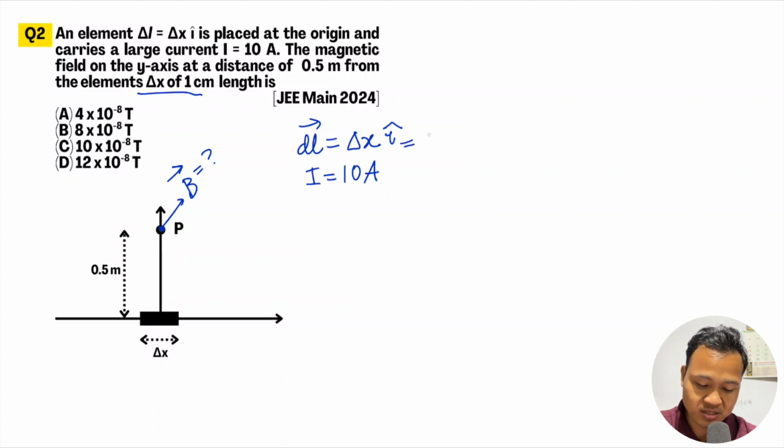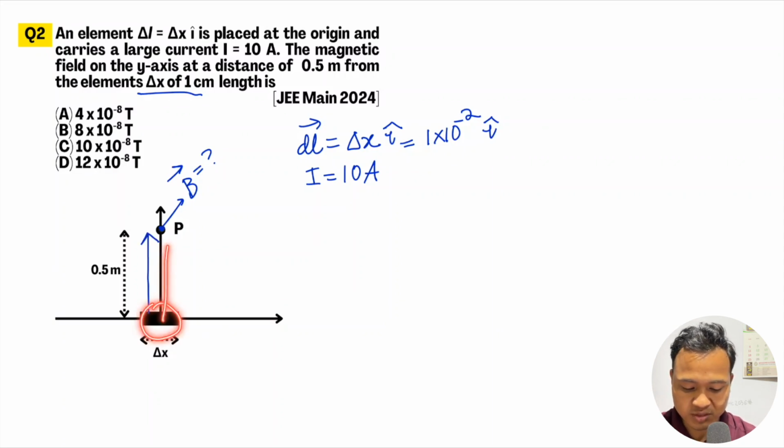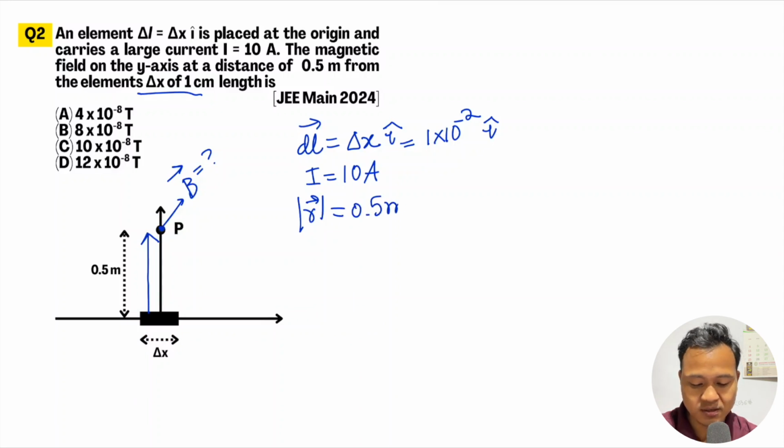So that means this is 1 into 10 power minus 2 meter i cap. So this is dl. Then about r, the direction is from the element towards the given point. The magnitude of r, mode of r, here is 0.5 meter. Now the question asks for the magnetic field using the Biot-Savart law.